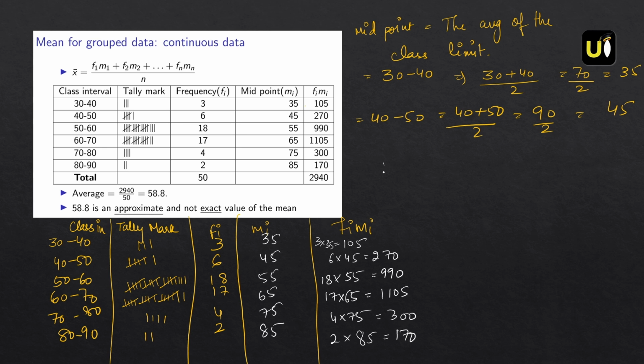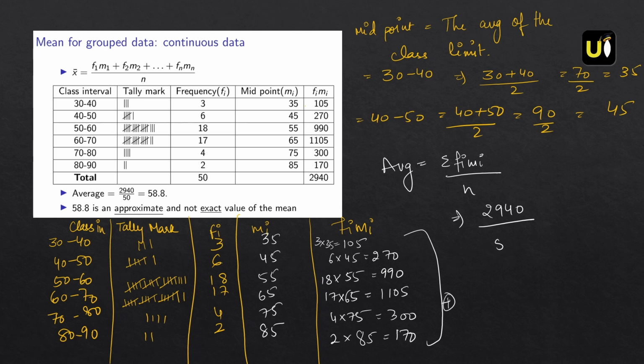So now the mean will be the sum of the fi mi. So here the mean will be x bar equals sigma fi mi upon N. So if we total all of them, you will get 2940 and the total N is 50. So this would be 58.80 and this is the answer. All right. So this is how you calculate the mean for the grouped data, continuous data.